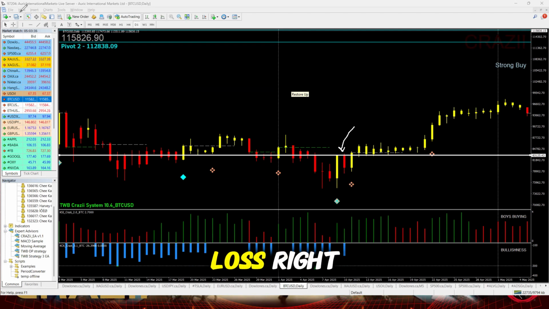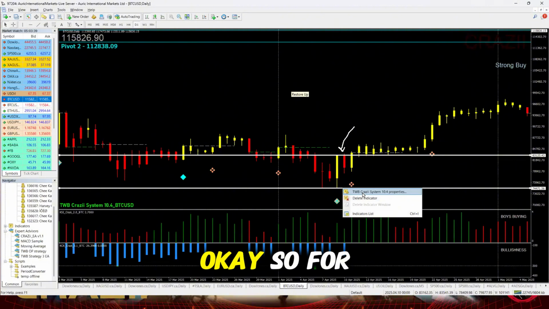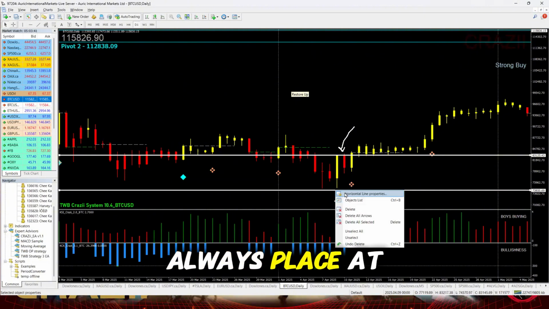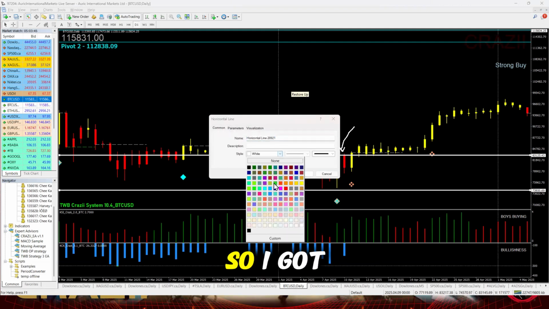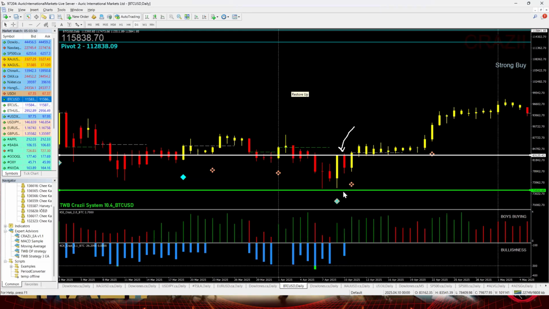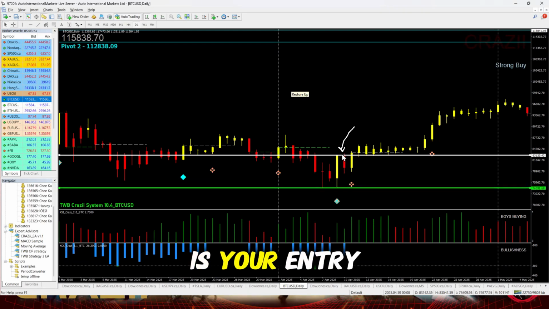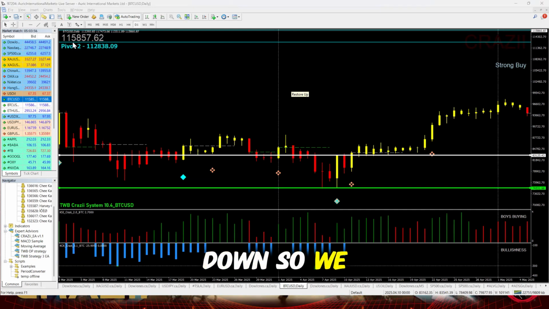So where's the stop loss? The stop loss is supposed to be placed where the diamond is. For the stop loss, we always place it at the candle that has the diamond. So I could change the color, maybe put a green color instead. So this will be the stop loss. This is your entry, this is your stop loss. But because the price went down, we don't bother.